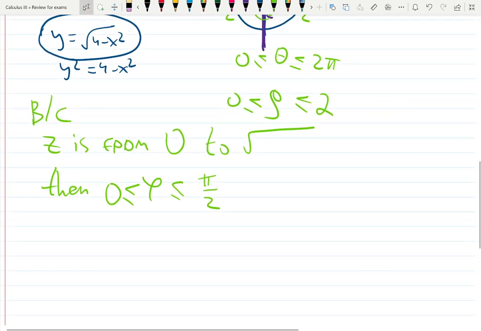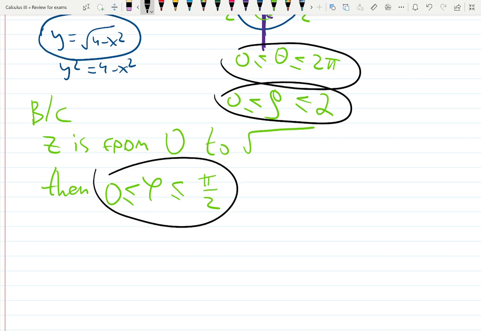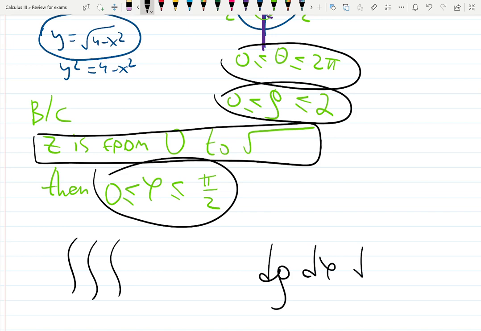Now all is ready except one thing, which is the easy part. So this was the hard part. Theta is a full rotation. Rho is going in 3D from the center out into the air, from 0 to 2. Phi is the angle with z, but z is only positive, so it goes halfway through. So the integral will be d rho d phi d theta.